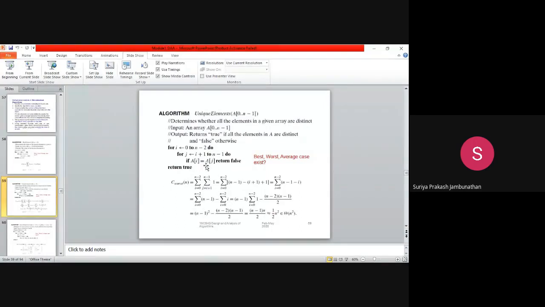So A of 0 equal to A of 2. What is the value in A of 0? Students, can you tell me what is the value in A of 0? 5. 5 equal to A of 2. What is the value in A of 2? 15. So 5 equal to 15. Is the condition true or false? False. So it will iterate the inner for loop again.